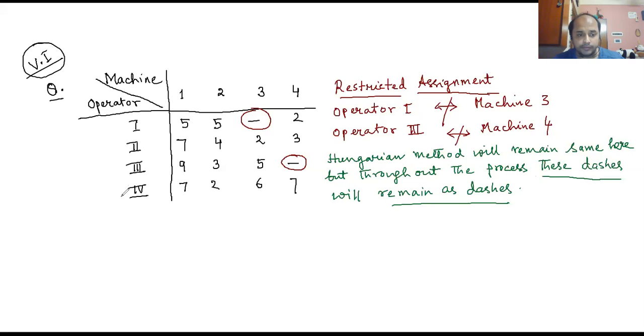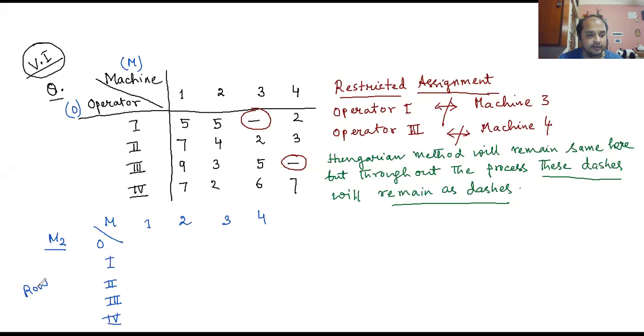Then if we go for matrix 2, that is the row operation. Let me perform the row operation. Let me show you the row operation, and you will understand. Let me write machine M, and that stands for O. Machines 1, 2, 3, 4, and rows Roman 1, Roman 2, Roman 3, Roman 4. I am going to perform the row operation here.